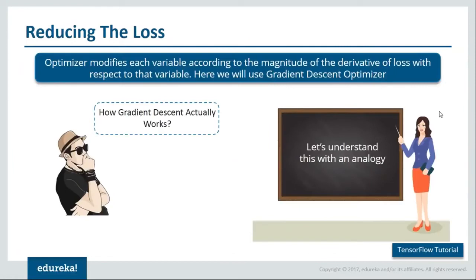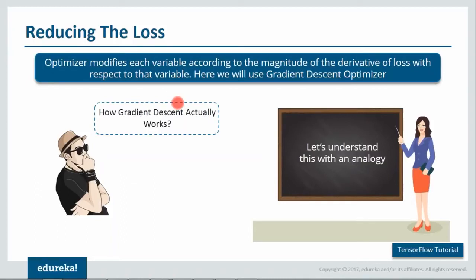So in order to increase the efficiency, minimize the loss and update the variables, we use optimizers. These optimizers modify each variable according to the magnitude of the derivative of loss with respect to that variable. Now what does that mean? It means that an optimizer will check the change in the loss with respect to the change in the variable. And if the loss is decreasing, then it will keep on changing the variable in that particular direction.